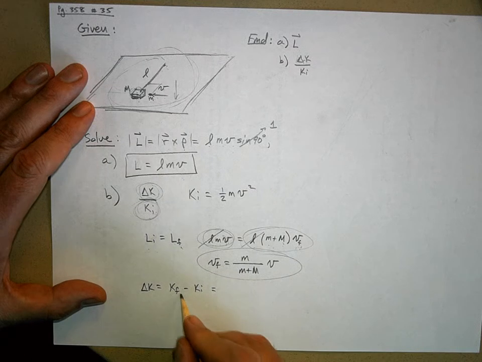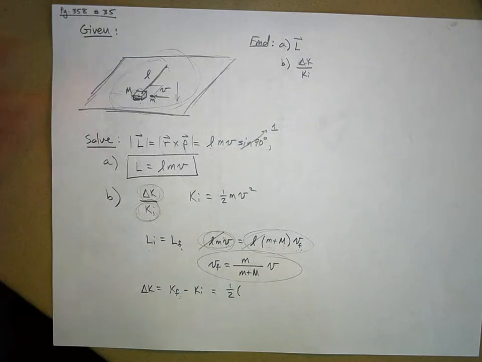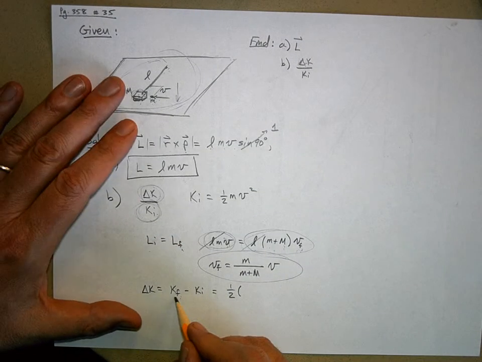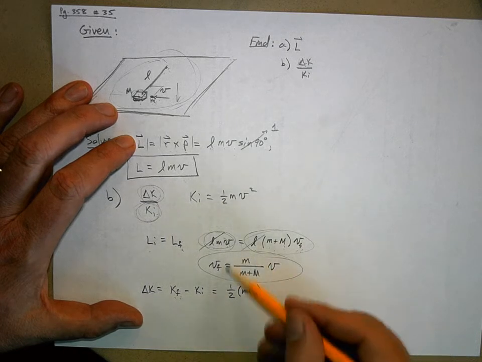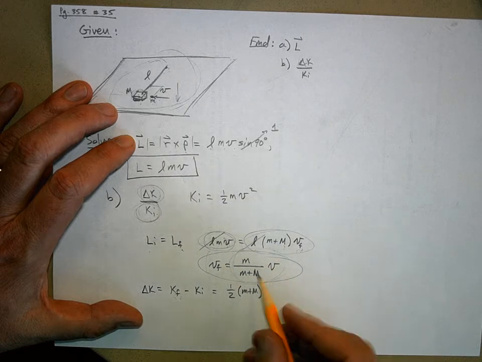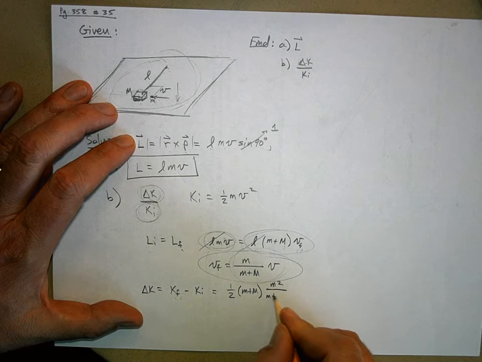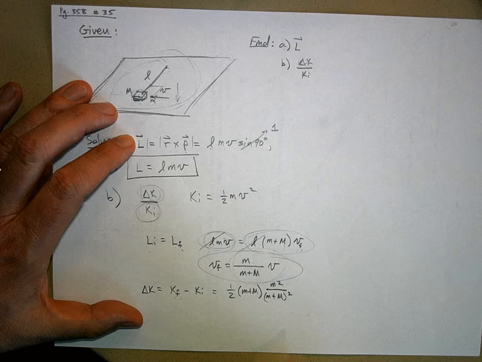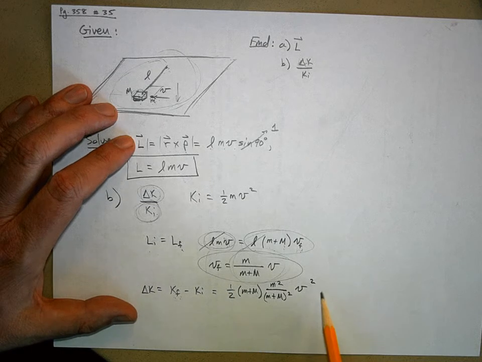Well, K final is 1/2, and what is it? All the mass is moving, so it's the mass of both of them, m plus big M, times this final velocity squared. Well, what's the final velocity squared? It's this squared, which is going to be m squared over little m plus big M, quantity squared, times the initial velocity of the bullet squared. So this is my final kinetic energy. It's kind of awkward, but it's actually going to simplify quite a bit.